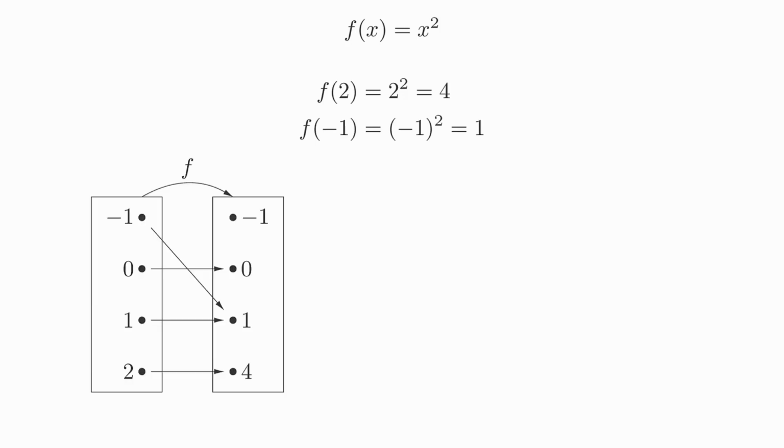A function is a mapping from one collection of objects to another. In pre-calculus courses, this is usually done as functions that take real numbers as their input and return real numbers as their output. For example, f of x equals x squared is a function. It maps the number 2 to the number 4 and the number -1 to the number +1. We can represent this using an arrow diagram.